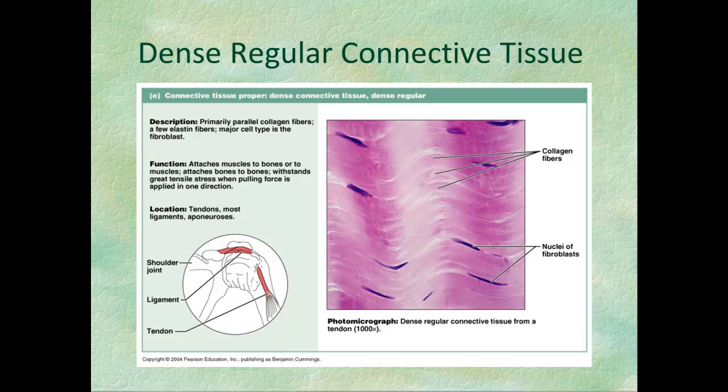Dense regular connective tissue has a very high tensile strength. It's very resistant to stretch, and you can pull on it very hard. As a result, it tends to be commonly found in things like tendons and ligaments. Tendons allow muscles to pull on bones, and you wouldn't want any elasticity there because it would decrease the strength of the contraction. Also, ligaments hold bones together, and again, you want very strong, solid connections there.